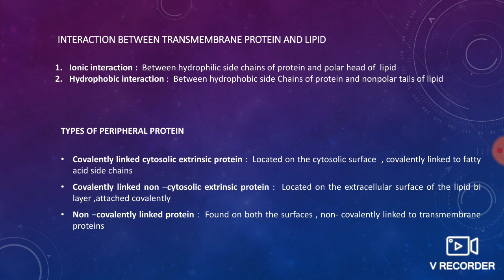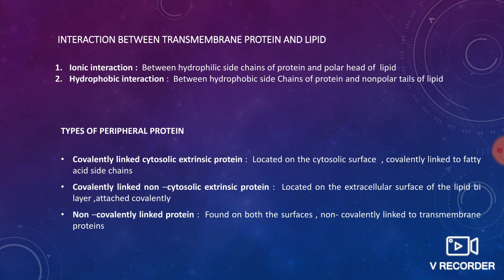Now, interaction between transmembrane protein and lipids. There are two types of interaction: ionic interaction and hydrophobic interaction. Ionic interaction is between hydrophilic side chains of protein and polar head of lipid, while hydrophobic interaction is between hydrophobic side chains of proteins and non-polar tails of lipid.